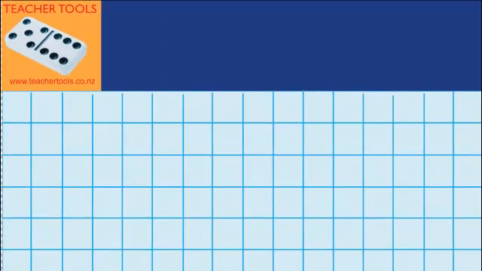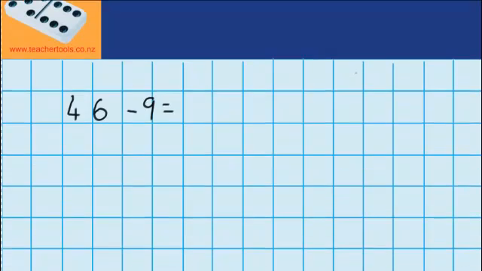In this lesson I'm learning to solve problems where the second number is close to 10. Problems like 46 minus 9 equals something. Well, let's start by imagining what that looks like on a number line.